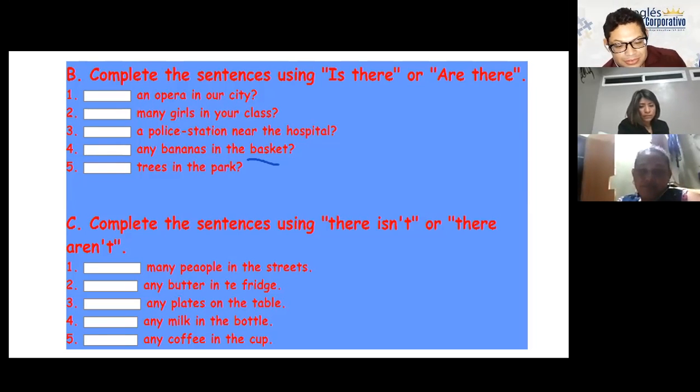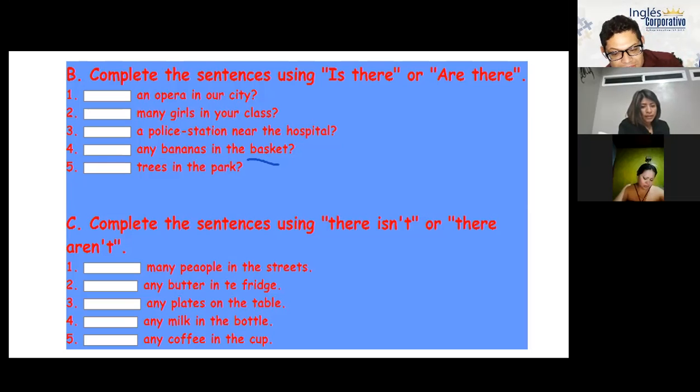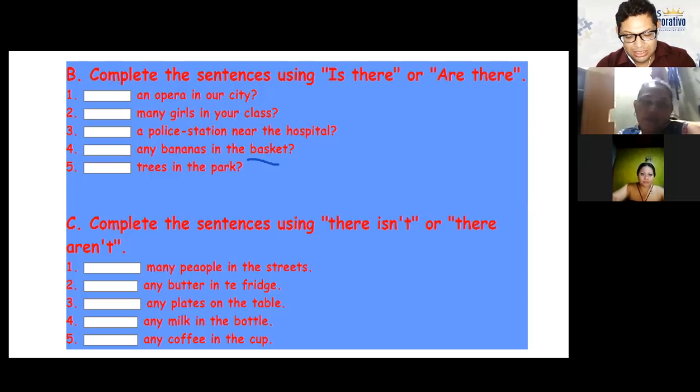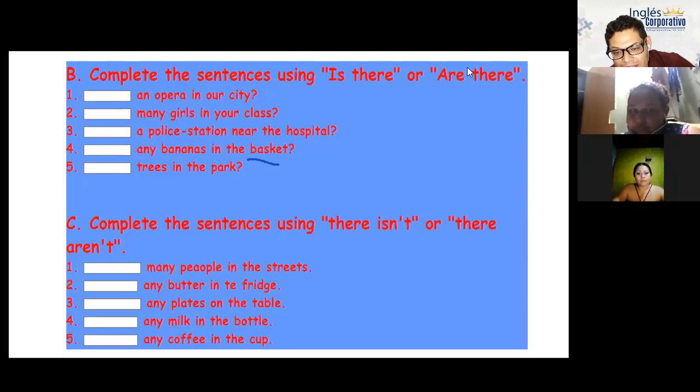Número cuatro: there isn't. And the last one, the last but not the least: there isn't any coffee in the cup. There isn't any coffee, right? Okay, so that is important. Podemos ver ahí el ejemplo. We can see the structures, and also we can use the there is and there are through the practice y también el vocabulario acerca de la casa, que es un vocabulario básico.